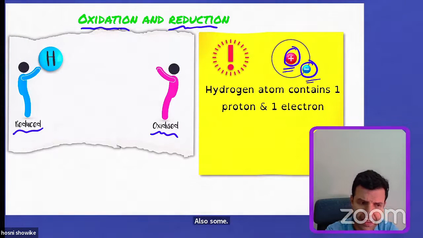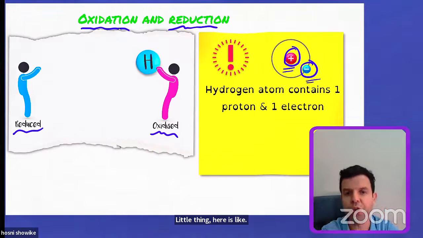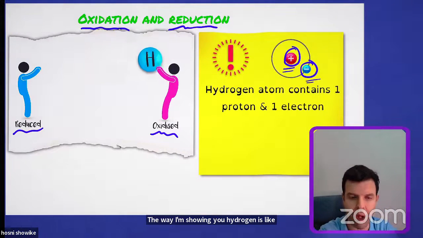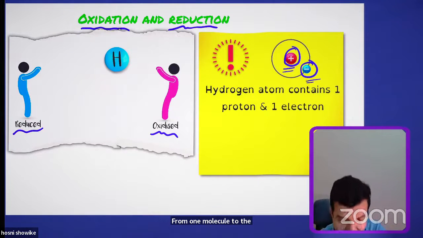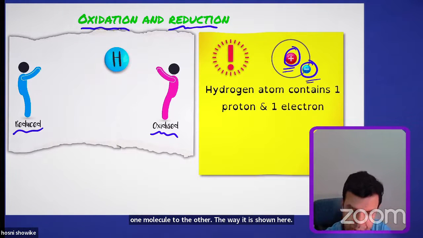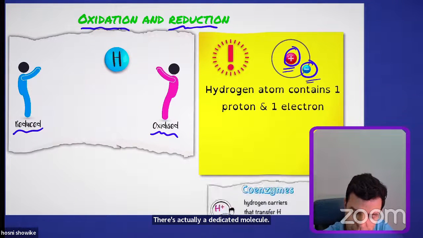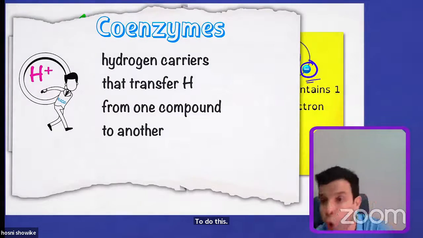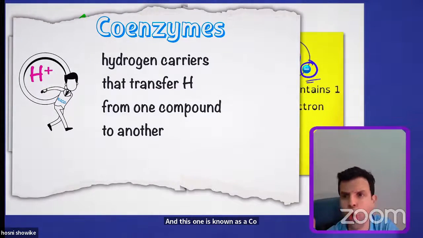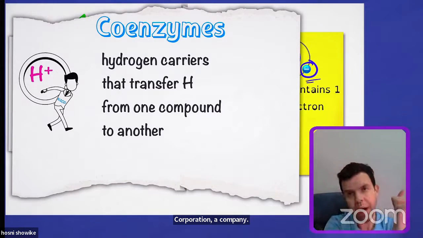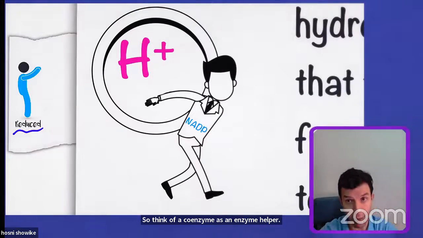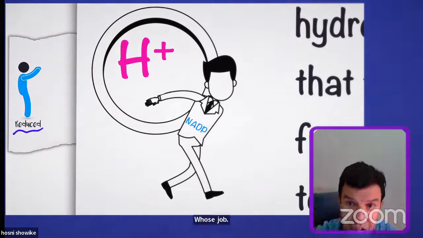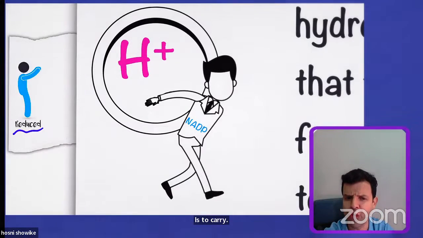Also, one little thing here: the way I'm showing you hydrogen is oversimplified. The hydrogen is not going to run or jump from one molecule to the other the way it is shown here. There's actually a dedicated molecule to do this, and this one is known as a coenzyme. What's a co? Like corporation, a company. So think of a coenzyme as an enzyme helper. This is a molecule whose job is to carry the hydrogen, or the proton I was telling you about.